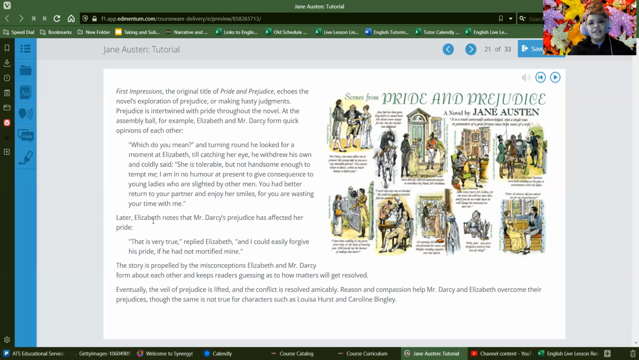And then later, Elizabeth notes that Mr. Darcy's prejudice has affected her pride. "That is very true," replied Elizabeth, "and I could easily forgive his pride if he had not mortified mine."